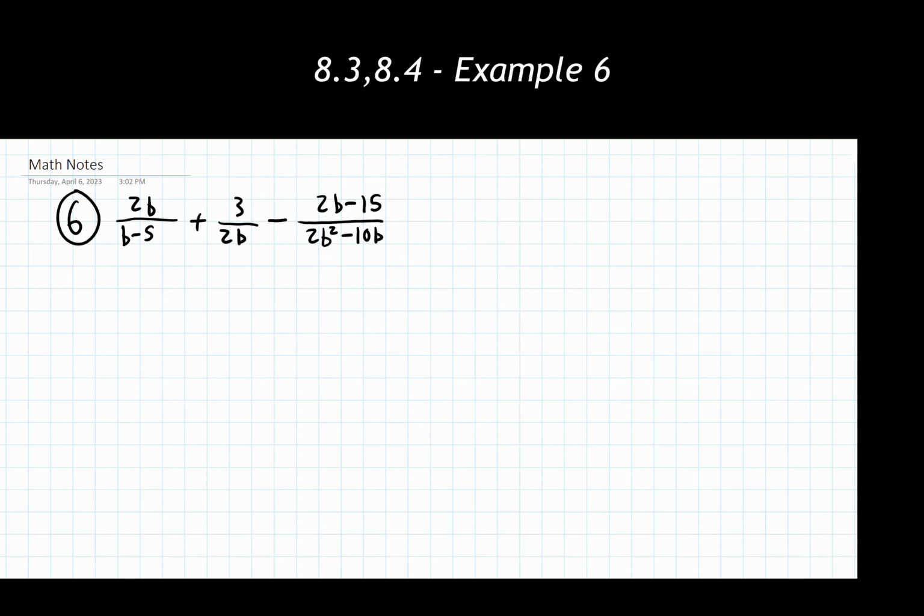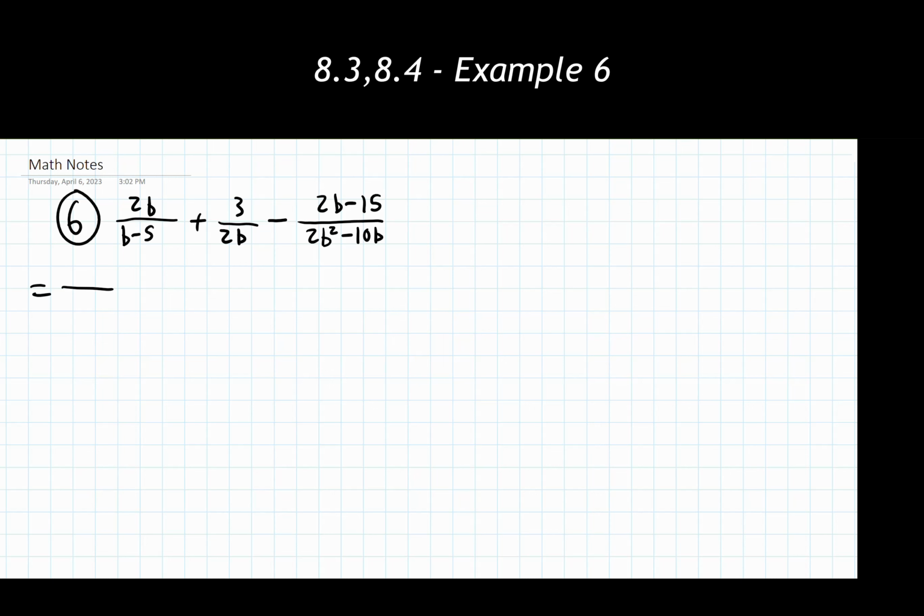So our first step in our process with different denominators: fully factor the denominator of all rational expressions. First denominator, fully factored. Second denominator, it's a monomial, so it's fully factored. Third denominator, there's a greatest common factor between 2b squared and 10b. I can factor out a 2b from both of those terms.